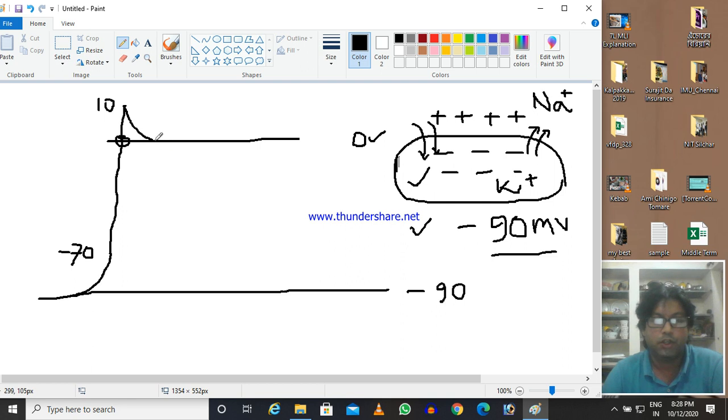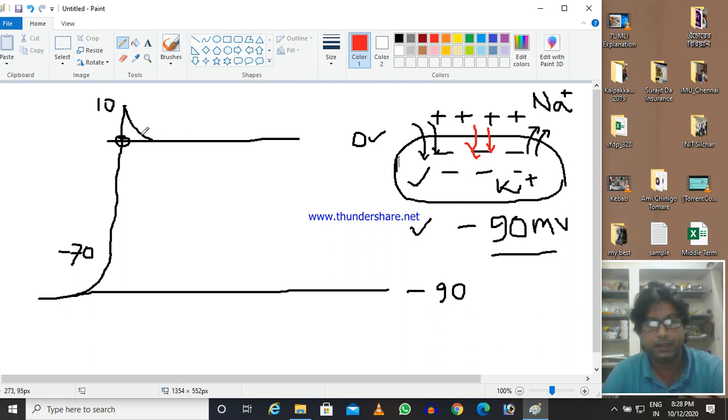At a point when this membrane potential comes down to 0, some calcium channels open. Calcium is also a cation, so it starts to enter inside the cell. Now you know the valency of calcium is 2. So if 2 potassium ions are going out and one calcium ion is coming inside, basically it maintains the same potential as earlier.